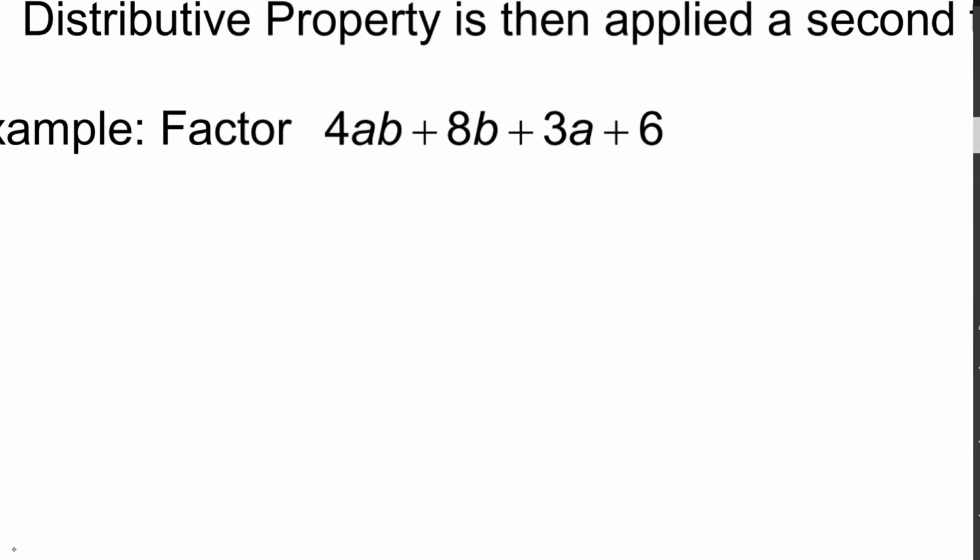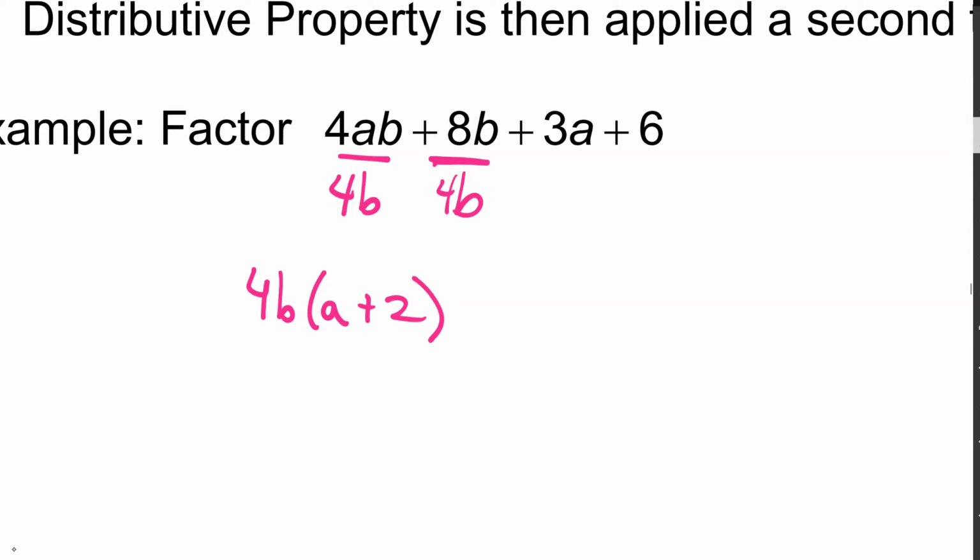So I look at these first two, right? And I ask, what is the greatest common factor? What do both of these have in common? I will say 4b. They both have 4b as a factor. If I take 4ab and divide by 4b, all I'm left with is a. 4b times a. And 8b divided by 4b is going to be 2. So it's the same thing, it's just a little different.